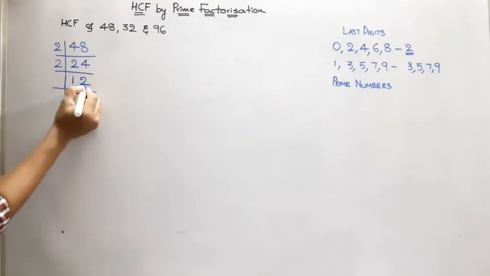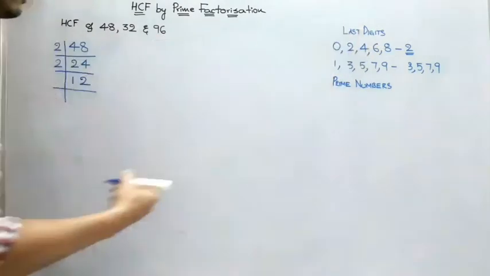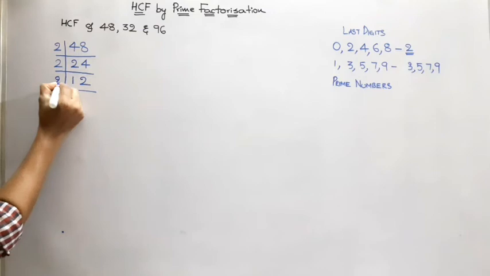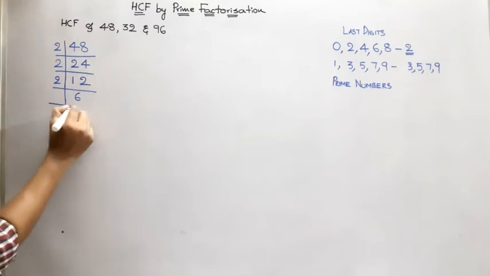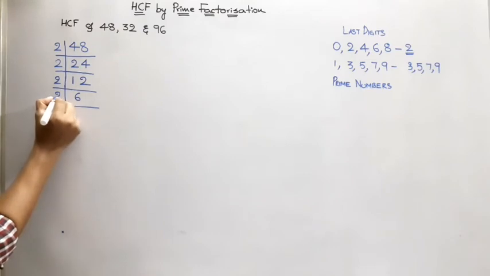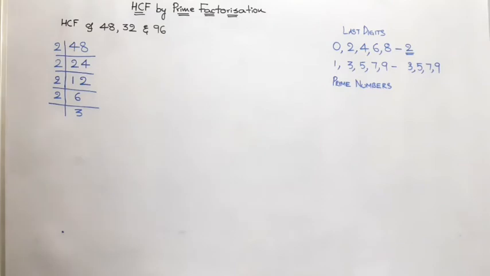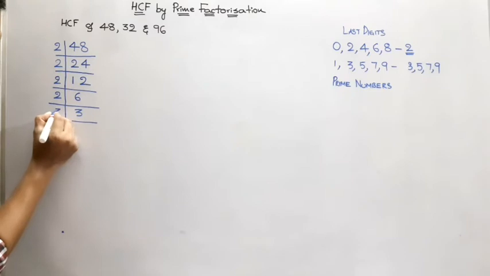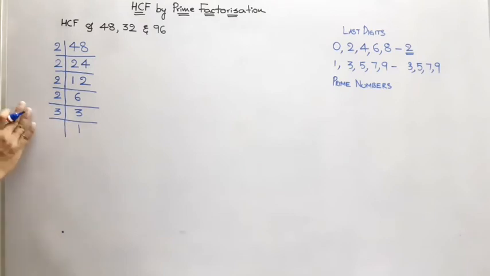What is the last digit again? 2. Again, the first group. If the last digit is 2, we have to check with 2. 2 6s are 12. And lastly, we can cancel 6 in 2 table. 2 3s are 6. And at the last, we can conclude by saying that 3 1s are 3. Hope you are understanding, children. As we got the value of 1, it indicates that we are done with the process.